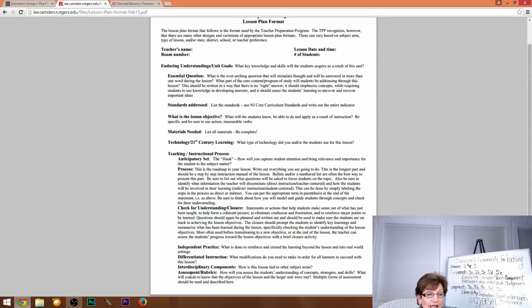The next thing is that assessment or rubric. How will you assess the student's understanding of the concepts, the strategies, the skills? What will you do to know that the objectives of the lesson in the larger unit were met? Multiple forms of assessment should be used and described here.